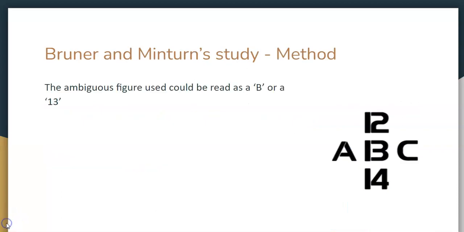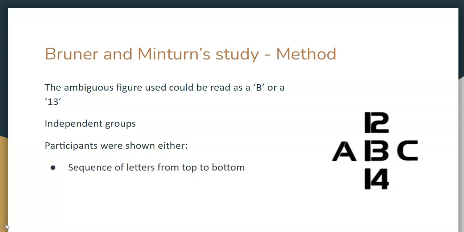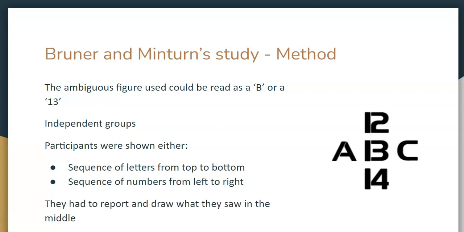So how they conducted this study, they had an ambiguous figure here which could be read as either a B or a 13. If you look at that middle figure in the diagram on the right, some people could see it as a B, some could see it as a 13. They used an independent groups design, so we had different participants in each of the conditions, and they were shown either a sequence of letters from top to bottom or a sequence of numbers from left to right. Then they had to report and draw what they saw in the middle of that particular image. So they either saw the numbers only or they saw the letters only.